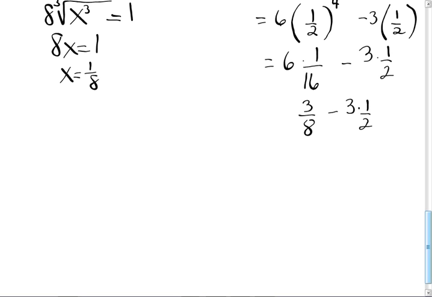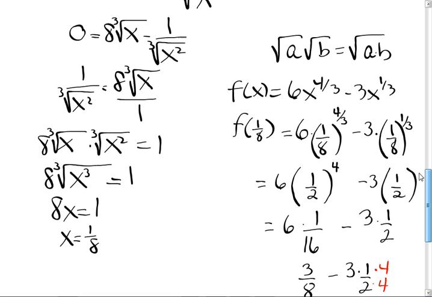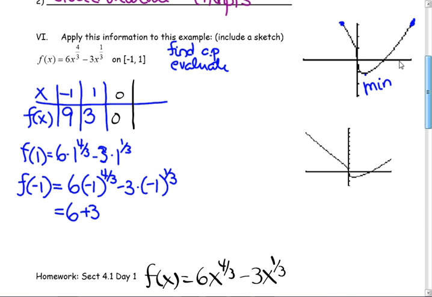Now, I got to get common denominators. What am I going to multiply this by? I want 8. 4. So I'm going to have 3 minus 12 all over 8. So it's what? Negative 9/8, which is negative 1.125, right? What are eighths? Eighths are 0.125. If you do any kind of measuring, you're going to be in eighths. We are evaluating the function at 1/8.